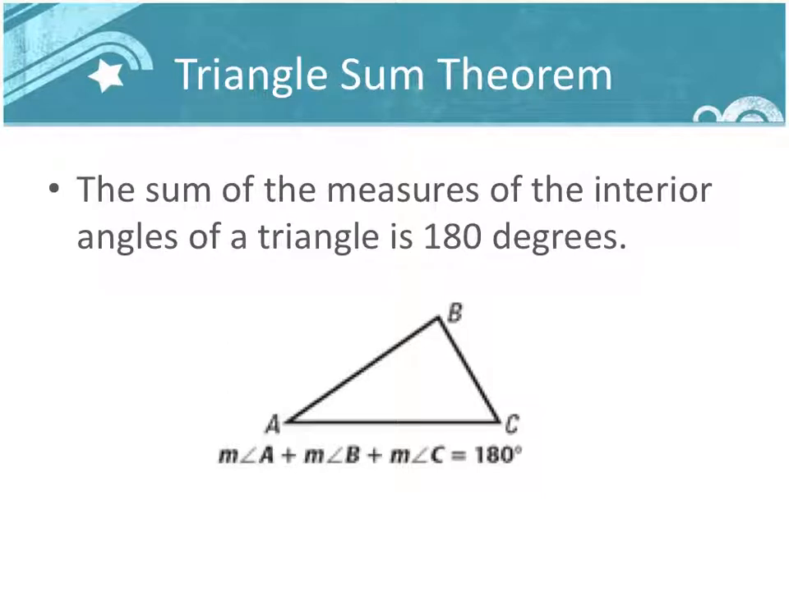Next, we're going to talk about the triangle sum theorem. And this is just stating that the sum of the measures of the interior angles of a triangle is 180 degrees. So here you need to know that all 3 angles of a triangle will always add up to be 180 degrees. So here they're saying the measure of angle A plus the measure of angle B plus the measure of angle C equals 180 degrees. And it's called the triangle sum theorem.